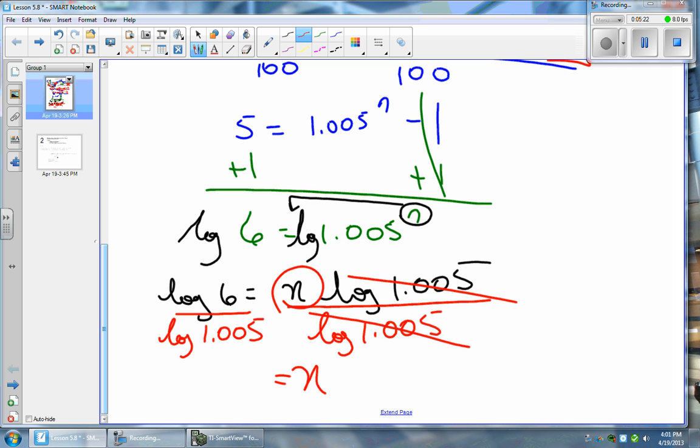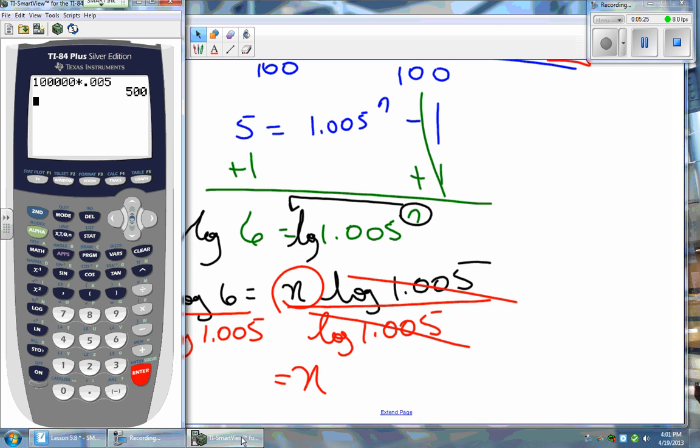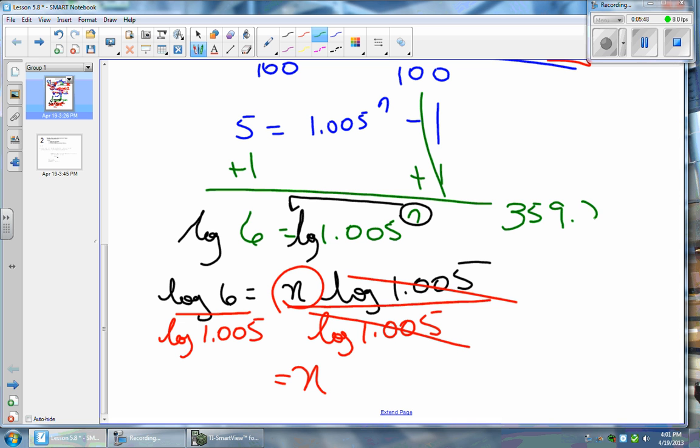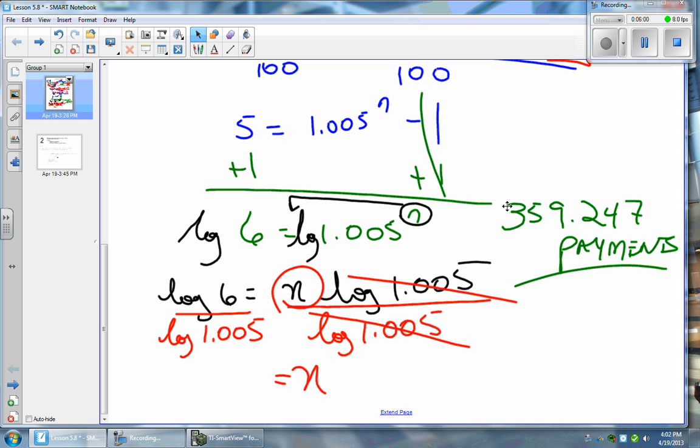So n equals to, let's bring up our calculator here. Clear it, log of 6, perfect. Put the bracket, divided by the log of 1.005. There it is, bracket, and hit enter. And look at this. You're going to have to do 359.247 payments of $100. Okay, so this is going to take you in excess of about 25 years to do, by the way. You're going to need to do that many payments in order to get $100,000.